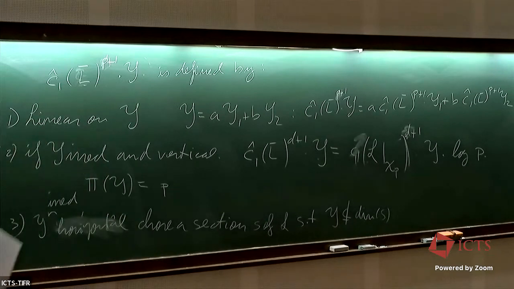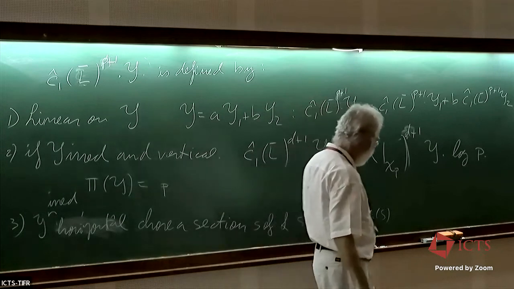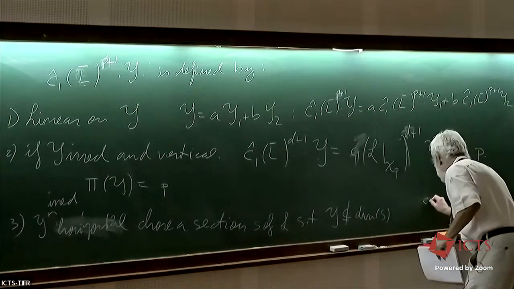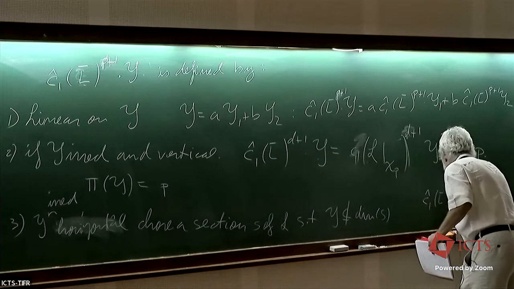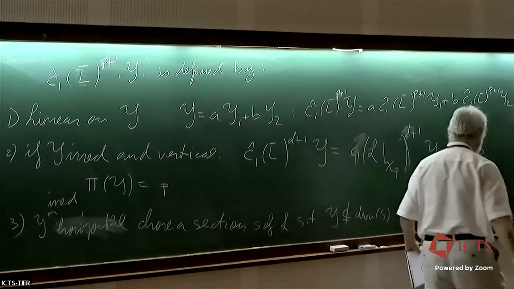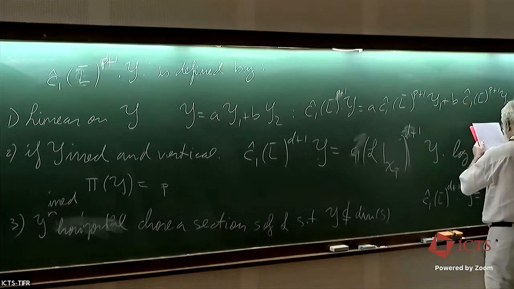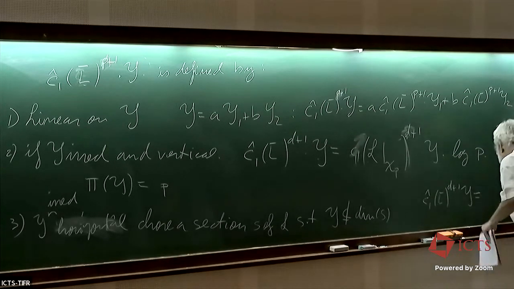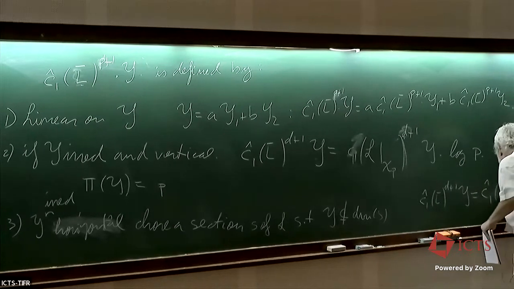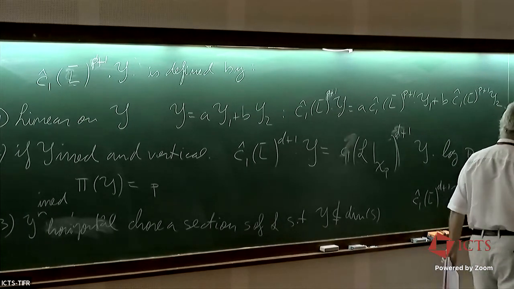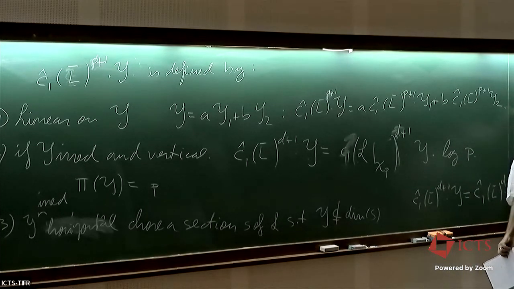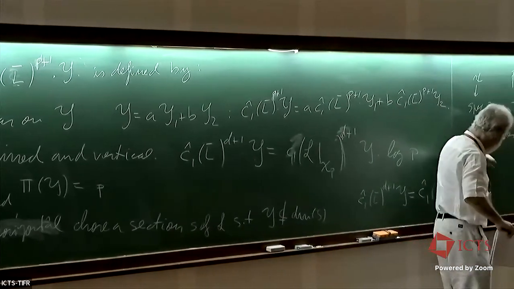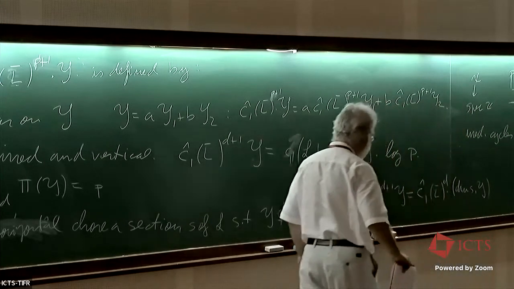If Y is horizontal, then we choose a section S of L such that Y is not contained in the divisor of S. And then in this case, C1 hat of L bar to the D plus one times Y has to be equal to C1 hat of L bar to the D times the intersection product of the divisor of S times Y. So I can make the intersection product. Here I am intersecting with a Cartier divisor, so this is a well-defined cycle. And then I multiply by this D times.